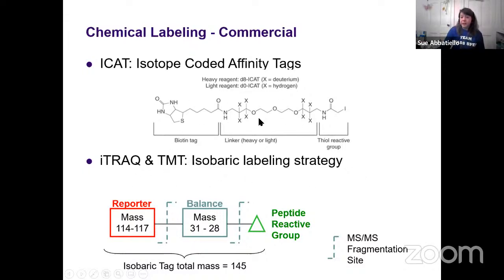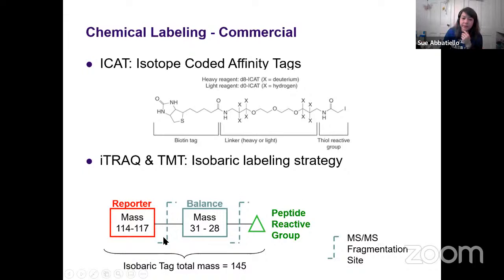So on the top here, you would see a doublet, much like Skyline in the MS1 signal. You would see light and heavy. Down here at the bottom, iTRAQ and TMT differ because once a peptide is labeled from across your samples, it'll have the same intact mass. And so the fragmentation is what allows quantification in the MS2 space.